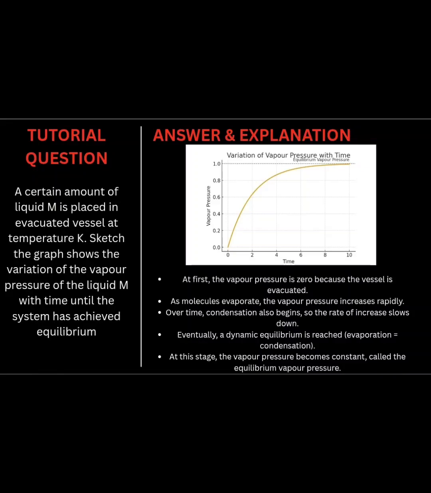As molecules evaporate, the vapor pressure increases rapidly. Over time, condensation also begins, so the rate of increase slows down. Eventually, a dynamic equilibrium is reached. At this stage, the vapor pressure becomes constant, called the equilibrium vapor pressure.